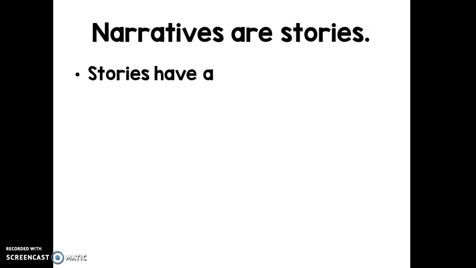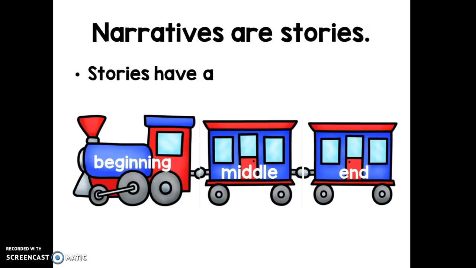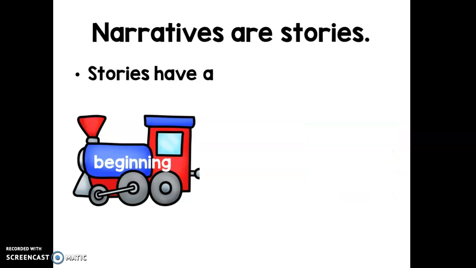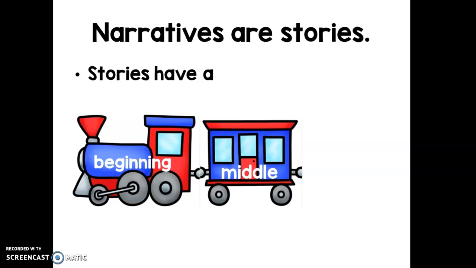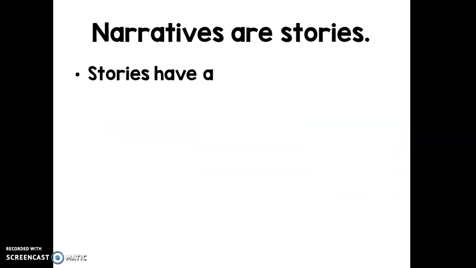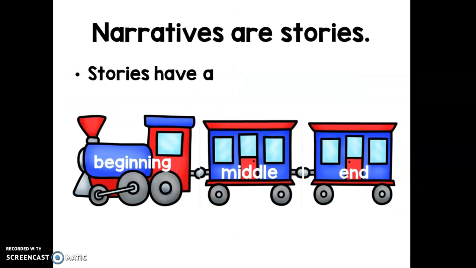Every single story should have a beginning, a middle, and an end. Let's go over that one more time. Stories have to have a beginning, something that happens first, a middle, all the stuff that happens in between, and an end, the way that the story wraps up or the last thing that happened. So when you're writing a personal narrative, not only should you be writing about something that happened to you, but you're writing it like a story. So you need to have a beginning, a middle, and an end.